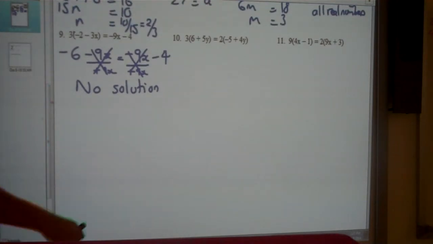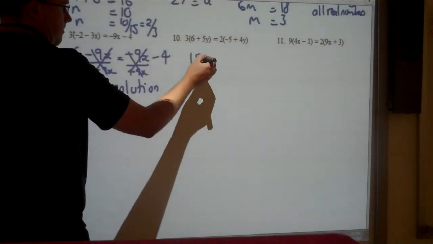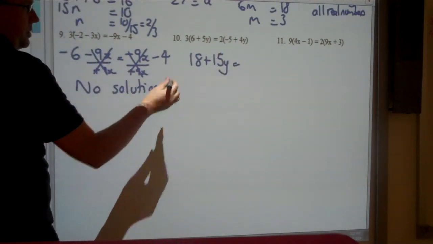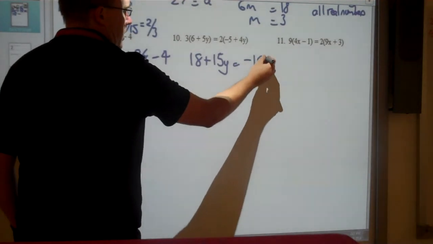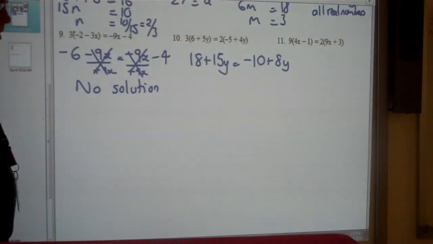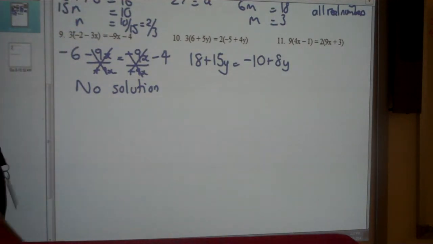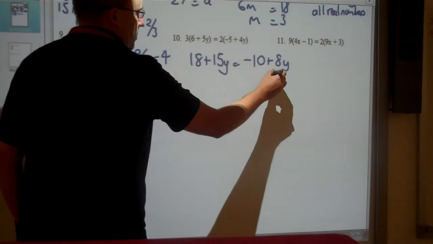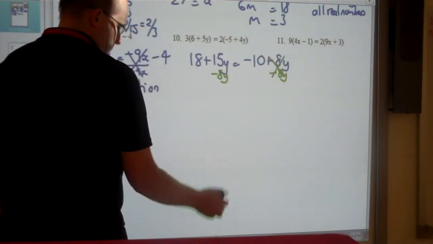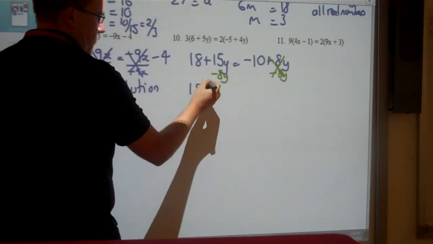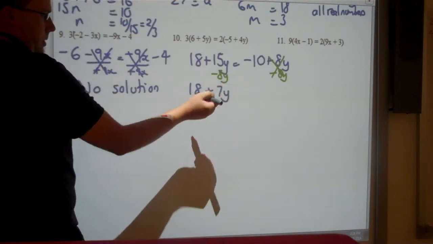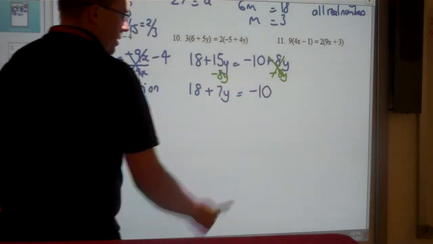Okay, question 10, we can go ahead and distribute 3 times 6, 3 times 5y, and on the other side multiply by 2, so 2 times negative 5, negative 10, and 2 times 4y is 8y. Once again, I can collect on either side. I want to collect x's on the left hand side and y's on the right hand side, so I'm going to subtract 8y from both sides, so this will cancel, and then when I work this out, 15y take away 8y is 7y. I'm going to put positive 7y here so I don't have a gap in my equation.